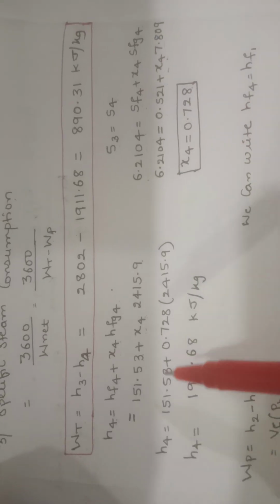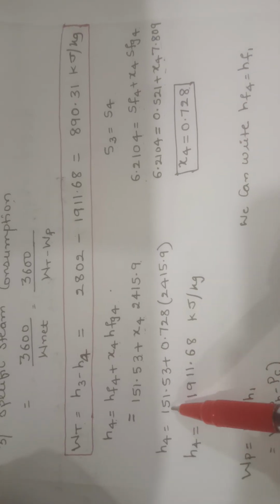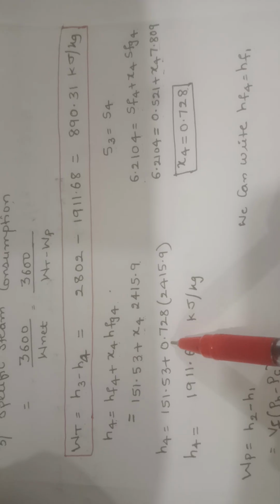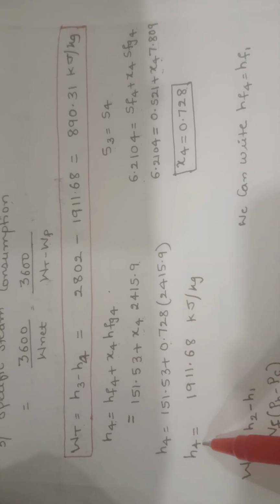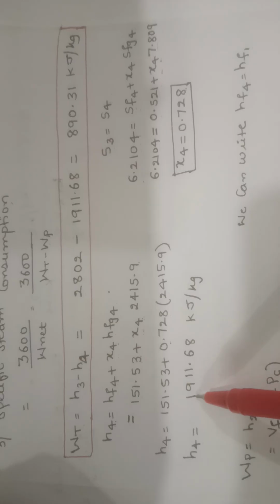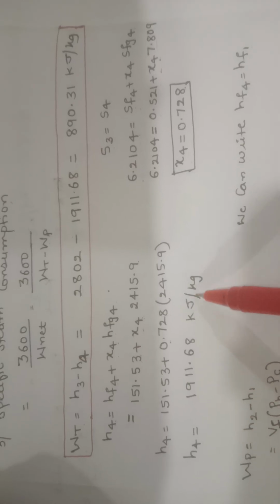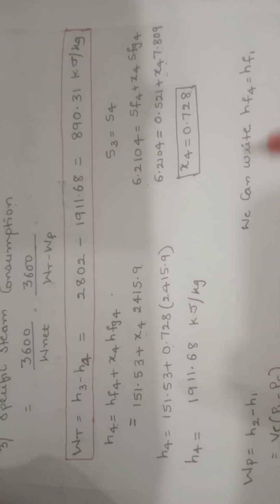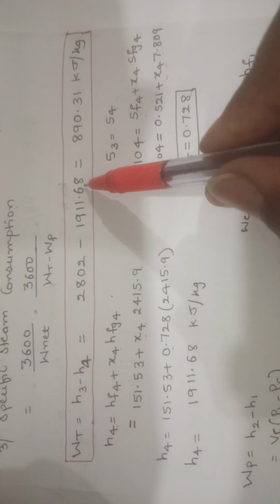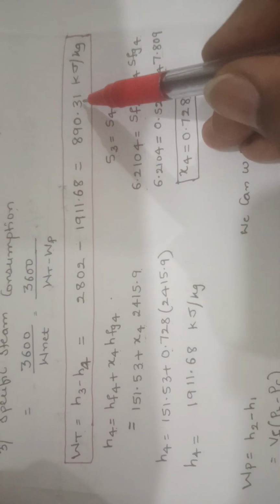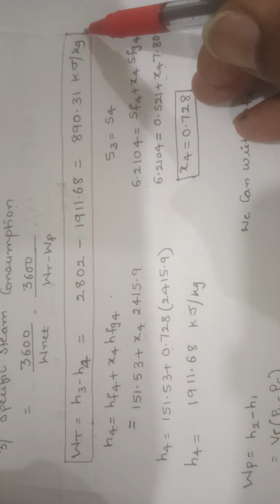So this X4 value which I have got as 0.728, I will substitute here. H4 is equals to HF4 plus X4 into HFG4. So if I solve this, H4 I have got as 1911.68 kilojoules per kg. So this H4 value I have substituted here. So work done by the turbine I have got as 890.31 kilojoules per kg.